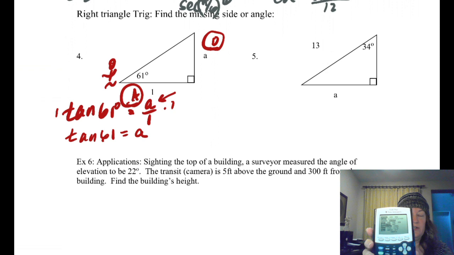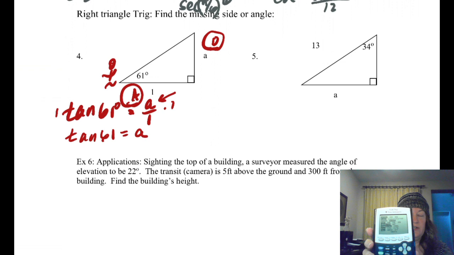Okay, keep in mind that I'm not going to multiply that 13 by the 34. So we're going to do 13 times sine of 34. And I'm going to get 7.3 for A for this one. Okay, so A equals 7.3. All right, so applications.